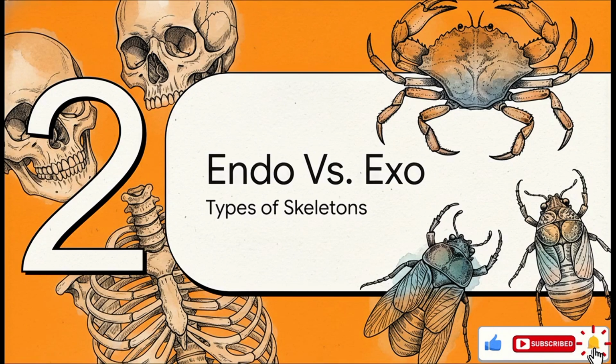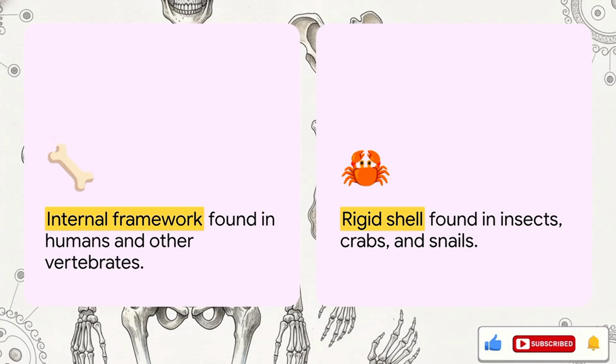Moving right along to Section 2, endo versus exo. So not all creatures build their biological scaffolding the exact same way we do. Let's break down the difference between an endoskeleton and an exoskeleton. First up, the endoskeleton. The prefix endo literally means internal or inside. So this is an internal framework that's totally covered by muscles and skin. It's the type of skeleton humans and other vertebrates rock.